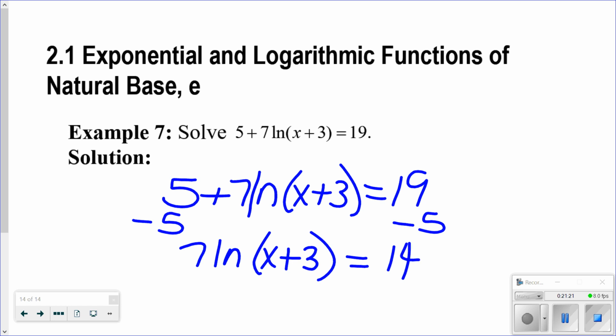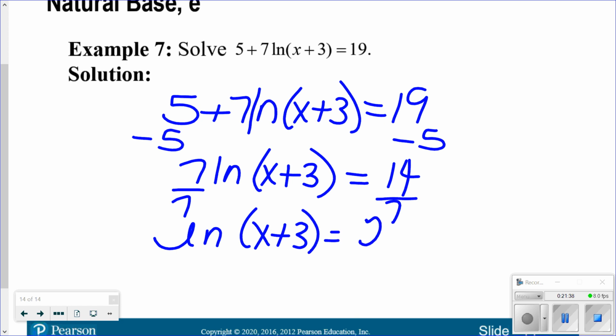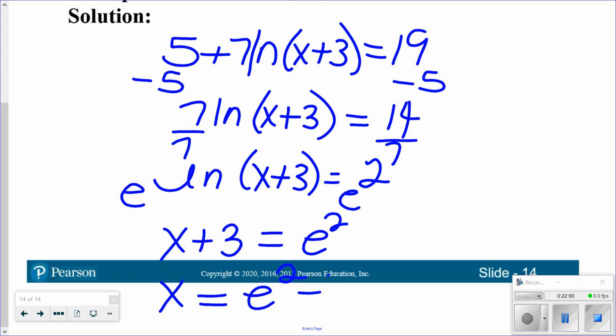Okay, I have to get the natural log isolated before I can exponentiate, which is use that base of e. So I want to divide that 7 off of both sides. I'm going to have natural log of x plus 3 equals 2. Okay, now we're going to exponentiate. We're going to use a base of e on both sides. So on the left side, we have x plus 3. And on the right side, we have e squared. And finally, we're going to subtract 3 from both sides. So we get e squared minus 3.